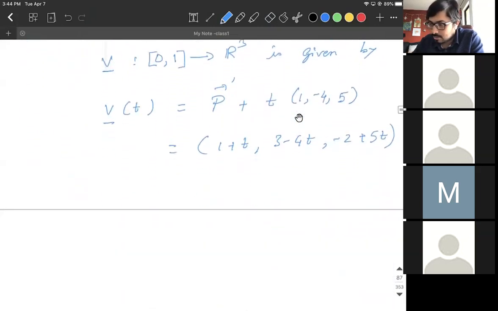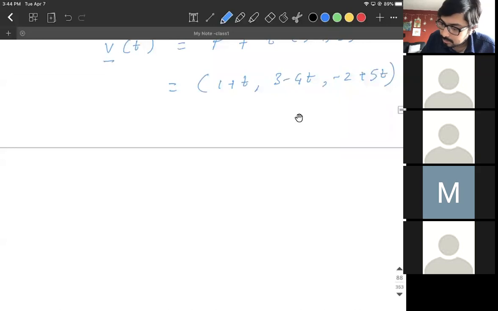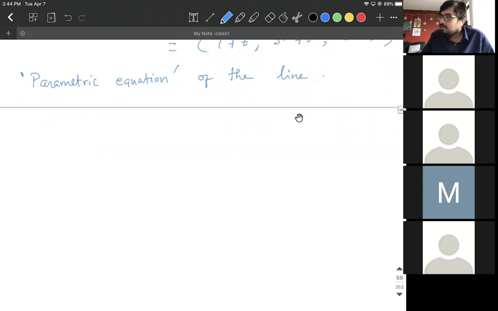Typically this is how you parameterize. This is called the parametric equation of the line, of the given line. Okay, so that's one example.